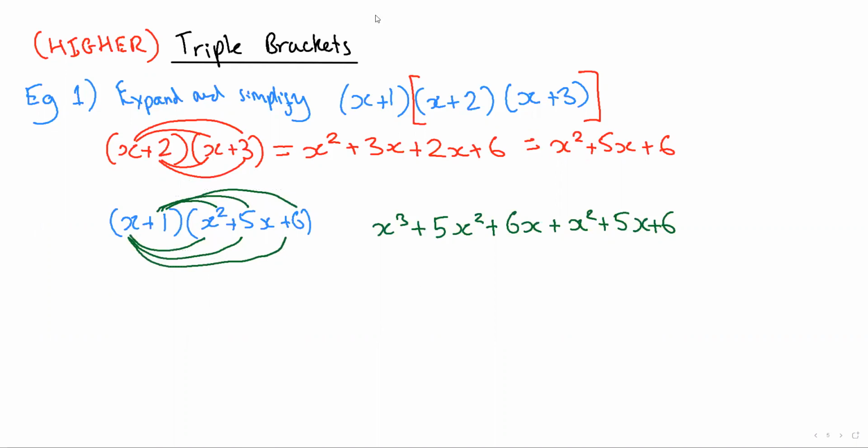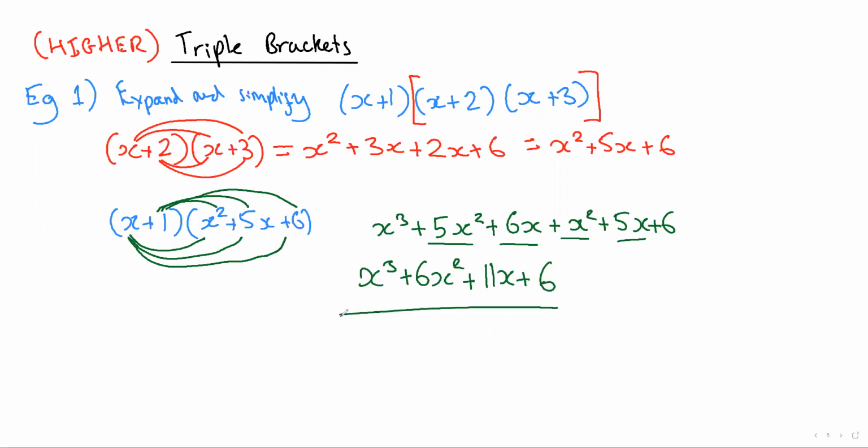Yeah, so now we can tidy this up a bit. We only have one x cubed term, but we do have two x squared terms, the 5x squared and plus 1x squared, so we get 6x squared. And we have the x terms, 6x plus 5x, which is 11x, and we just have 1, which doesn't have an x, so we just get the 6. And that is our answer.